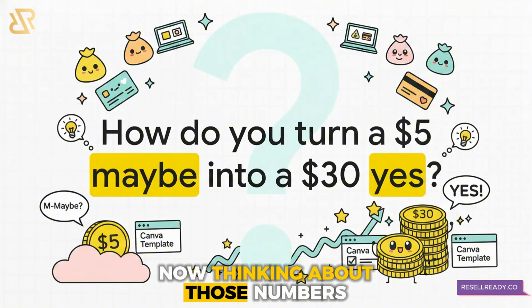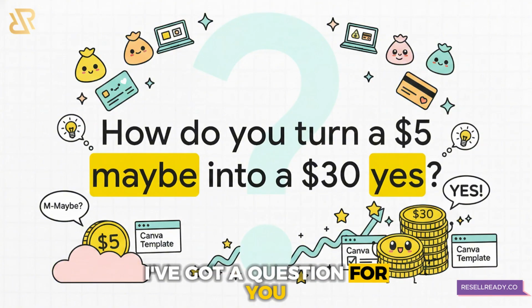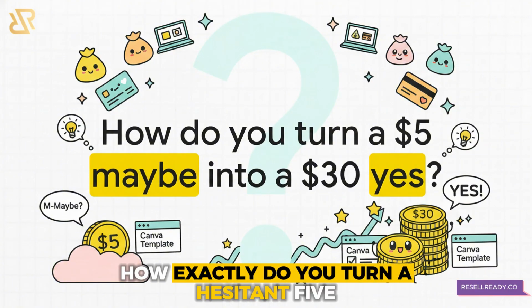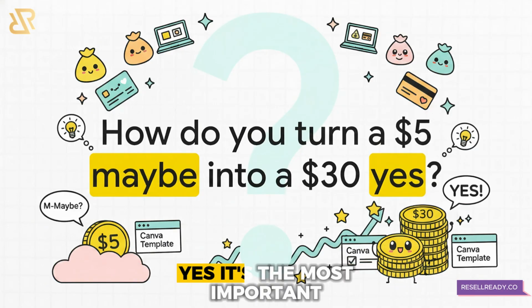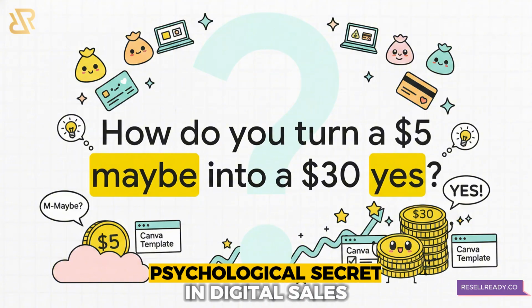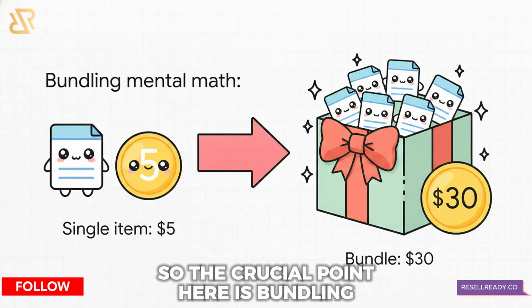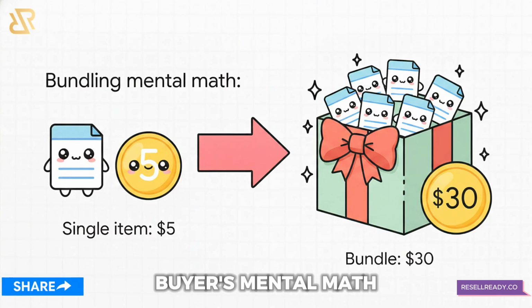Now, thinking about those numbers, I've got a question for you. How exactly do you turn a hesitant $5 maybe into a confident, definitive $30 yes? It's the most important psychological secret in digital sales. So the crucial point here is bundling. Bundling completely shifts the buyer's mental math.